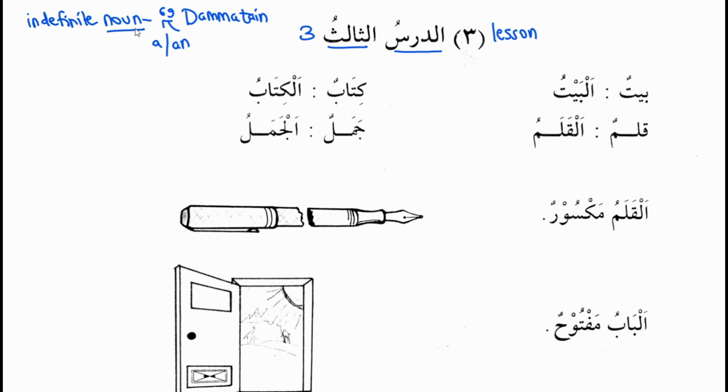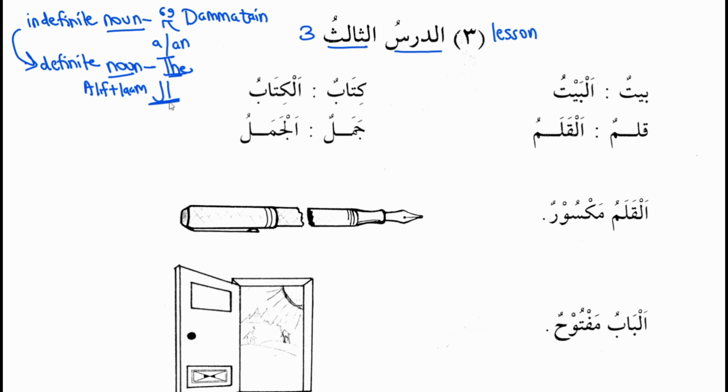However, in order to make this indefinite noun definite, in English we add the article the, right? Before any noun we add the article the. Similarly, in Arabic, for the article the we use alif lam. Alif plus lam. So in order to make any indefinite noun definite, we will add the article the, and for that in Arabic it is alif plus lam, alif lam, and it is pronounced as al.